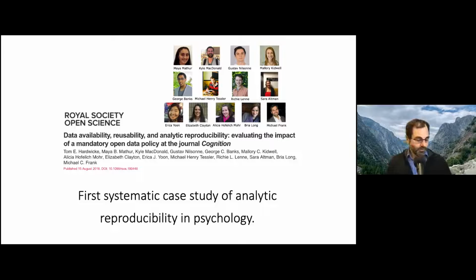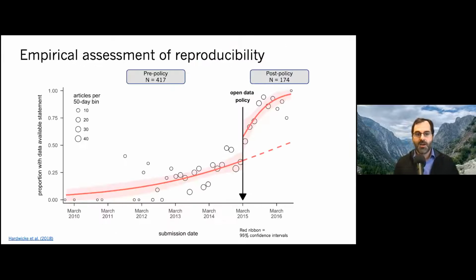Now, we didn't pursue really strong causal inference designs, in part because of the immense cost of coding articles. So coding whether an article is reproducible is really very difficult. It takes a lot of time and a lot of effort. So doing a difference design might have been too tough, but we did do a regression discontinuity design.